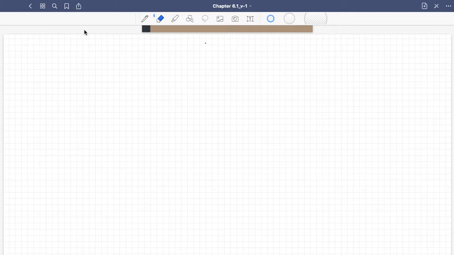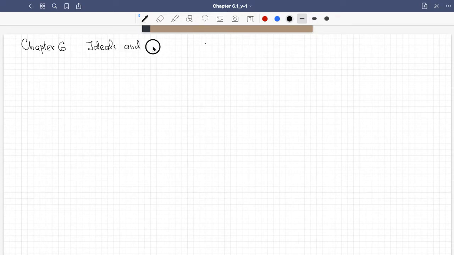This is going to be chapter 6 from the book, and that is about ideals and quotient rings.